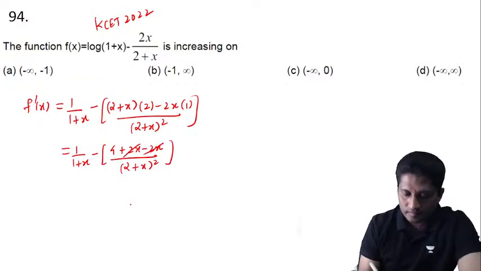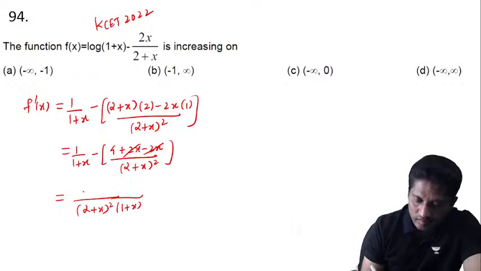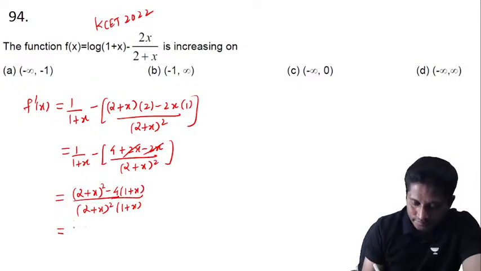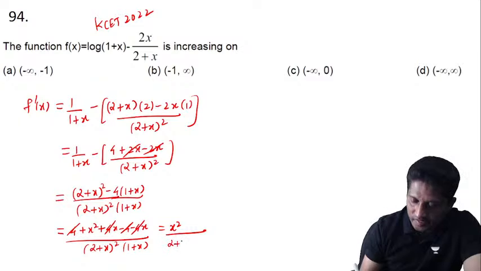This will cancel. I'm going to take the LCM as 2 plus x the whole square into 1 plus x. Okay, if I cross multiply, 2 plus x the whole square minus of 4 plus x, a square plus b square plus 2ab is 4x minus 4x by 2 plus x the whole square into 1 plus x. This will cancel this as well. You get x square divided by 2 plus x the whole square into 1 plus x.